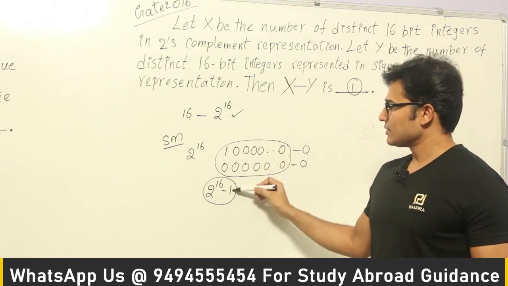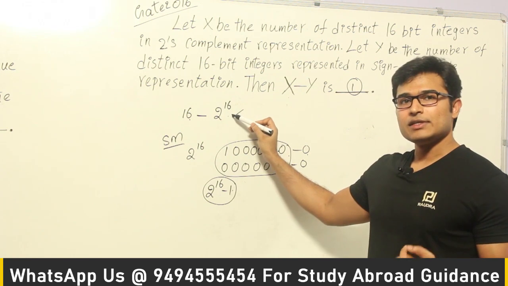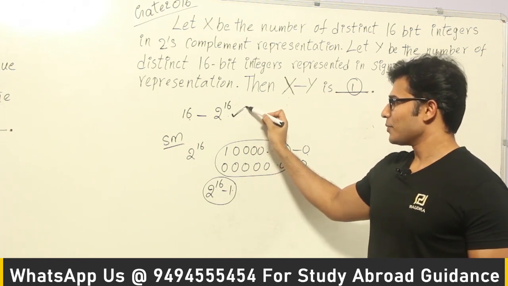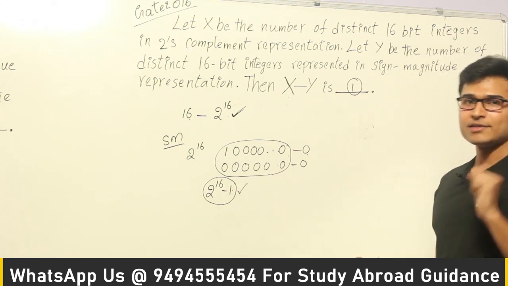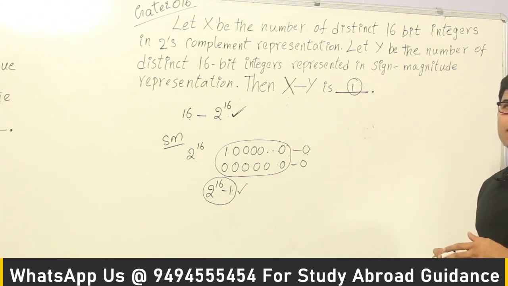Now if you see the difference, the number of integers represented in 2's complement is greater than the number of integers represented in sign magnitude by exactly 1. That is why answer is 1. Okay.